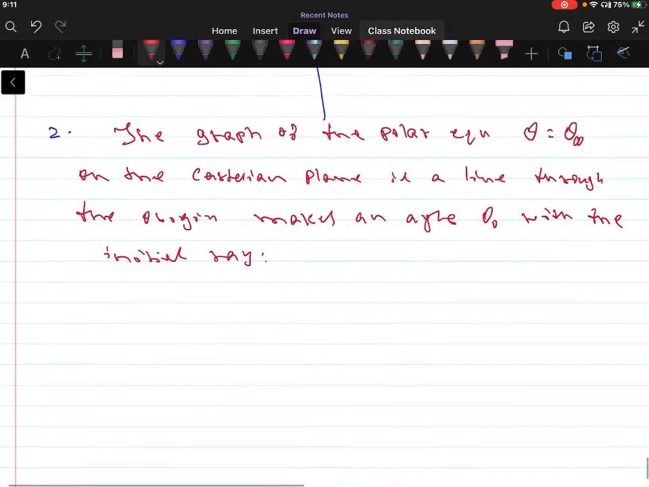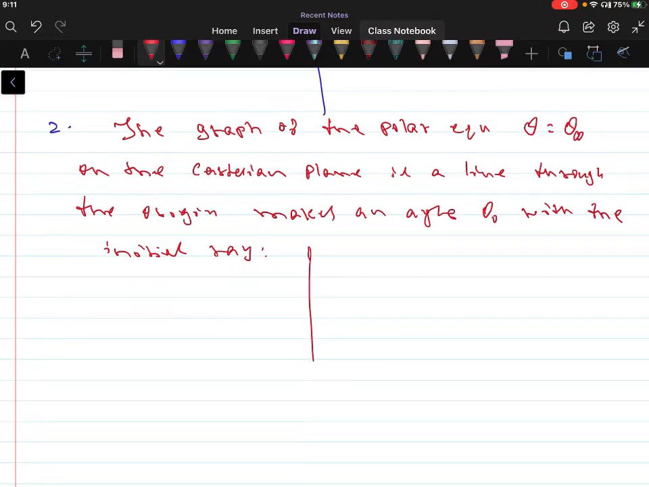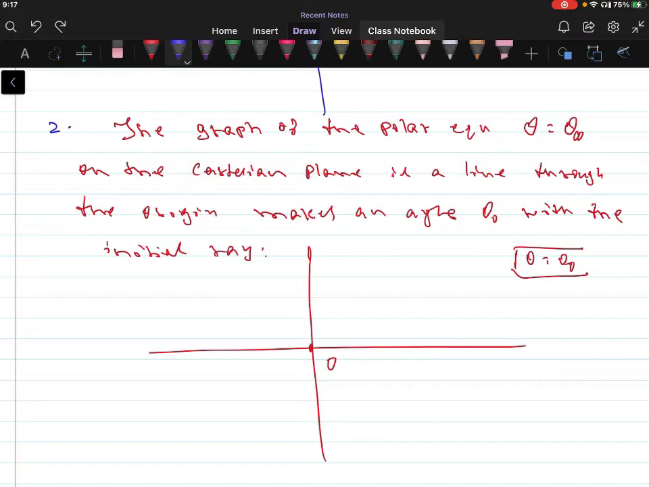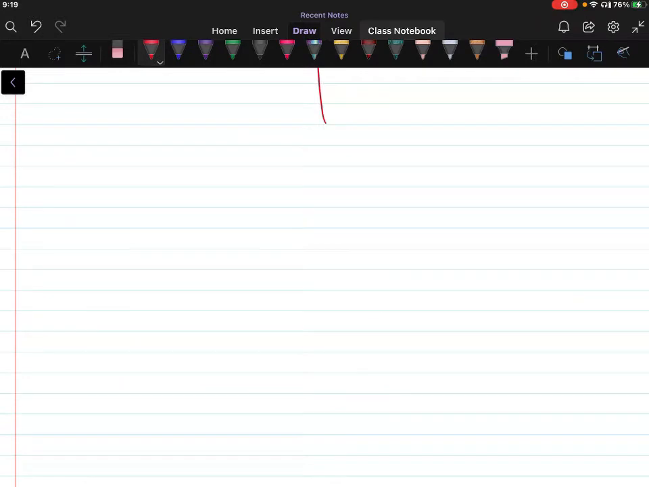So geometrically we can fix the origin O, draw the initial ray from the origin. Theta is equal to theta naught is a line from the origin that makes an angle theta naught with the initial ray. So this is the geometrical representation of the line theta is equal to theta naught, where theta naught is a constant. Let us take an example.